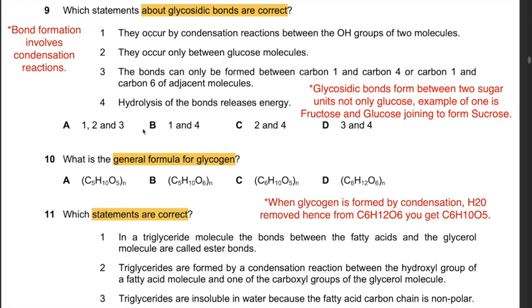are incorrect. If you look at statement 1, they occur by condensation reactions between the OH groups. Yes, that is correct, as bond formation involves condensation. 4. Hydrolysis of the bonds releases energy. That is also correct, as bond breaking involves hydrolysis, and when you break bonds, you get energy. Hence, the answer is B.